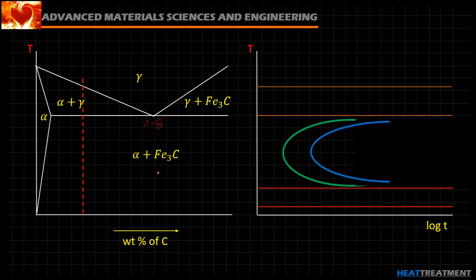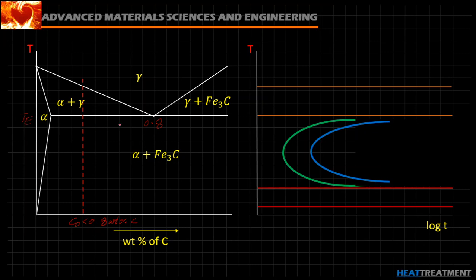Whereas any alloy composition less than 0.8 weight percentage of carbon is called the hypoeutectoid steel. Now let us consider this composition which is less than 0.8 weight% of carbon. For this composition, the equilibrium transformation happens at eutectoid temperature Te.